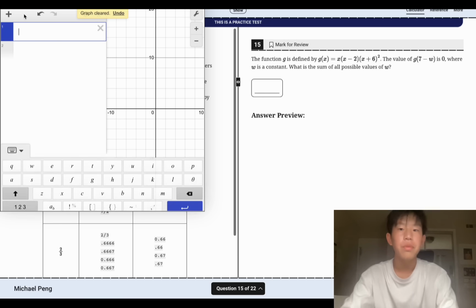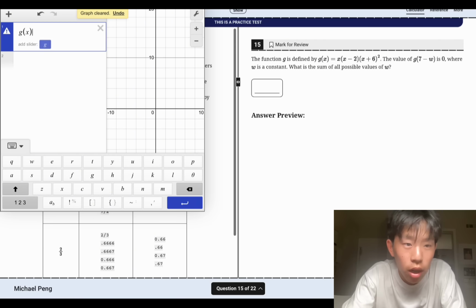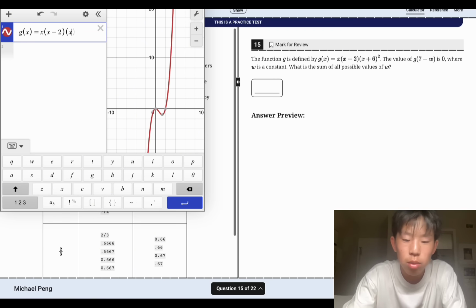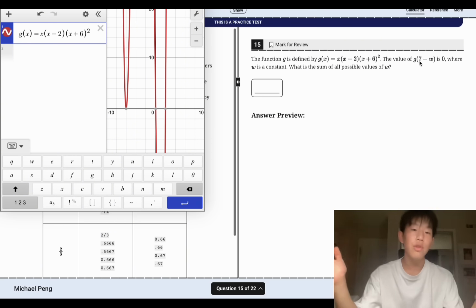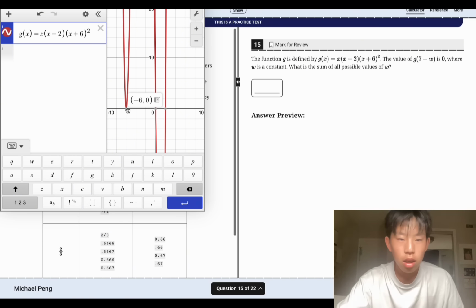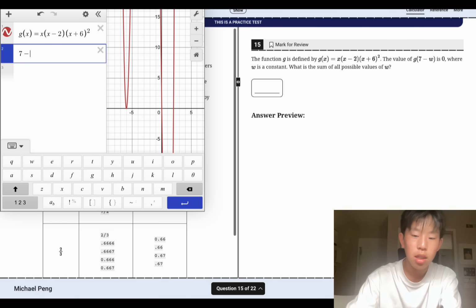Okay, next question. So this one looks kind of complicated, but we're just going to write it out first, okay? x minus 2, x plus 6 squared. Now it's saying the value of g of 7 minus w is 0. So basically it's saying 7 minus a number is equal to a root. Let me just give you an example, okay? Negative 6 is a root. Why? Because it hits 0. It hits the x-axis. So now it's saying 7 minus w is equal to negative 6, correct?